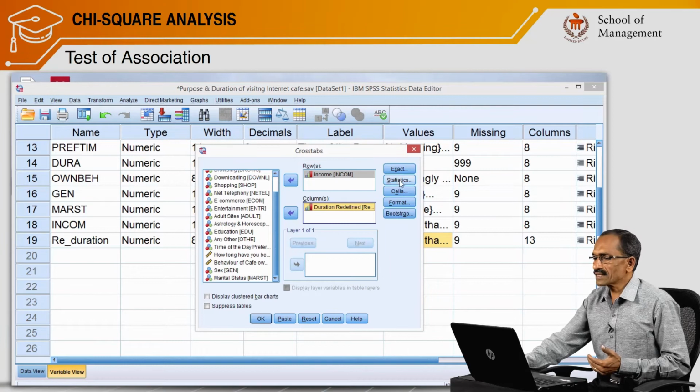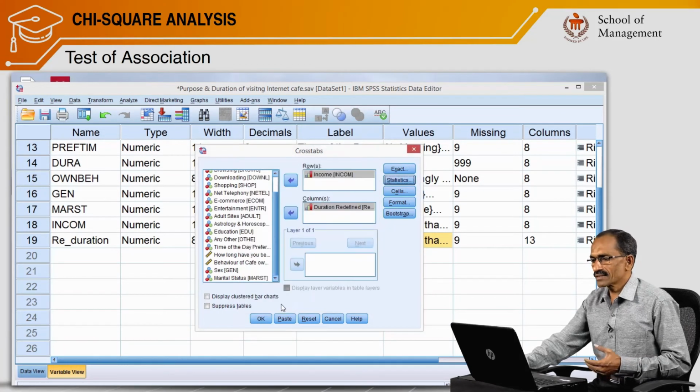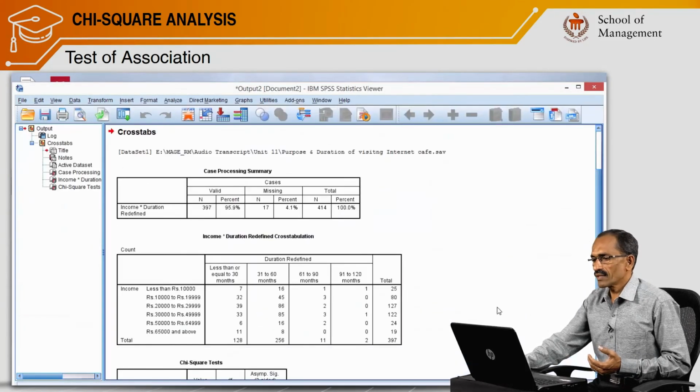Then we will go to the statistics button. We will see whether chi-square is ticked in. So chi-square is not checked in, we will check in the chi-square test. Since our interest is to get chi-square, otherwise, if we leave it unchecked, we will get nothing but cross tabulation. Click OK, we will get the result.